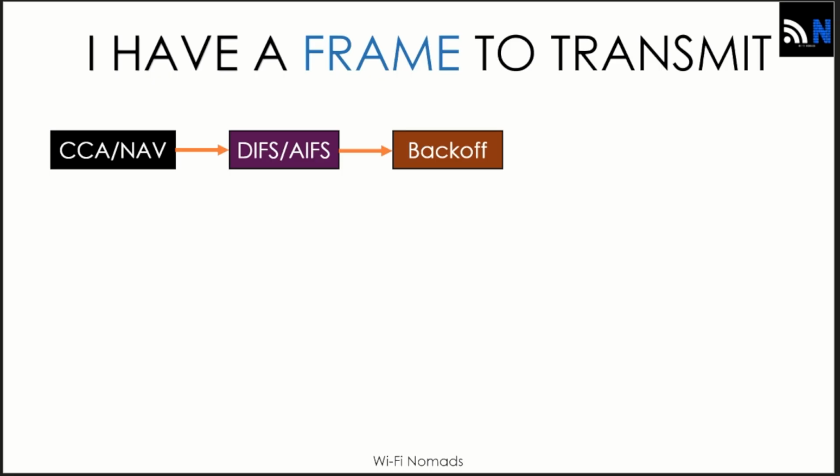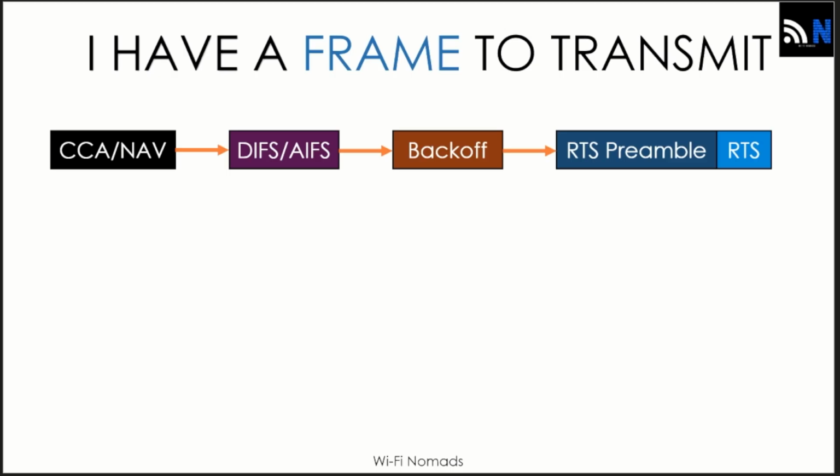And next, if protection is enabled, then instead of data you have to transmit the RTS with its preamble. The reason we separated the preamble part here is because we have calculated the preamble separately, and you will see that in the transmission graph.